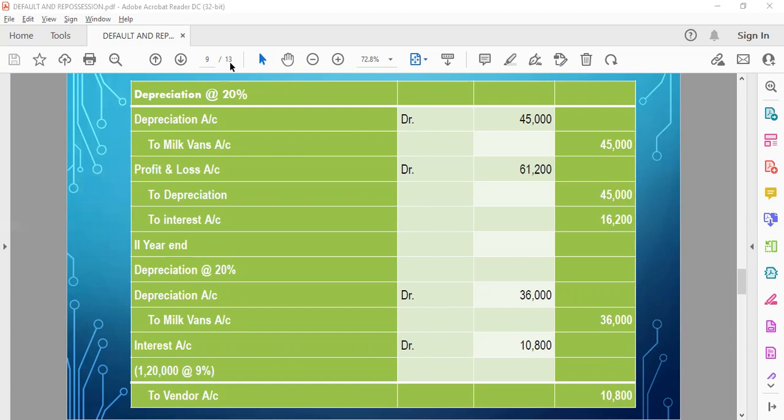2,25,000 into 20 by 100, you will get 45,000. Depreciation account debit 45,000 to milk vans account 45,000.